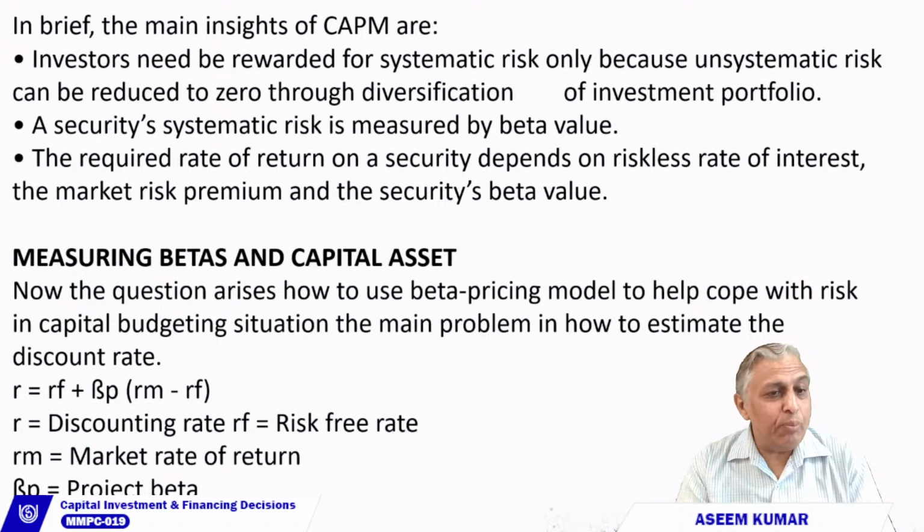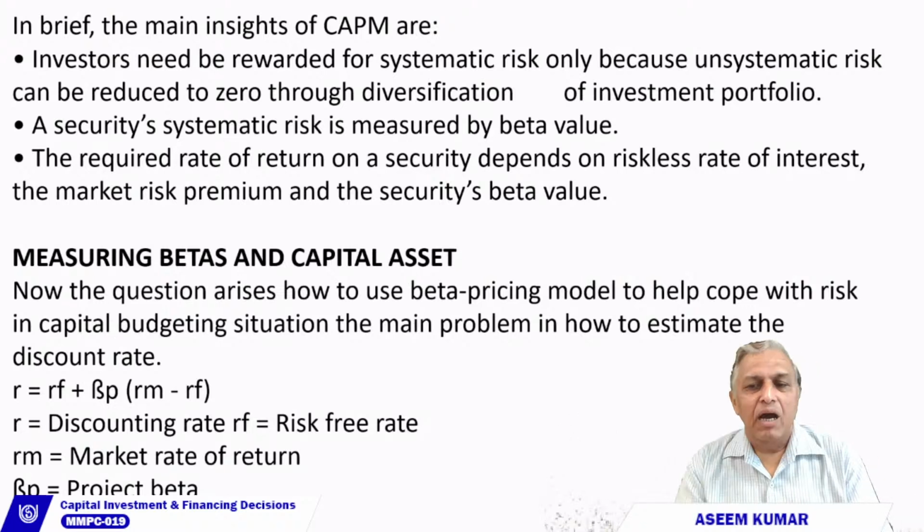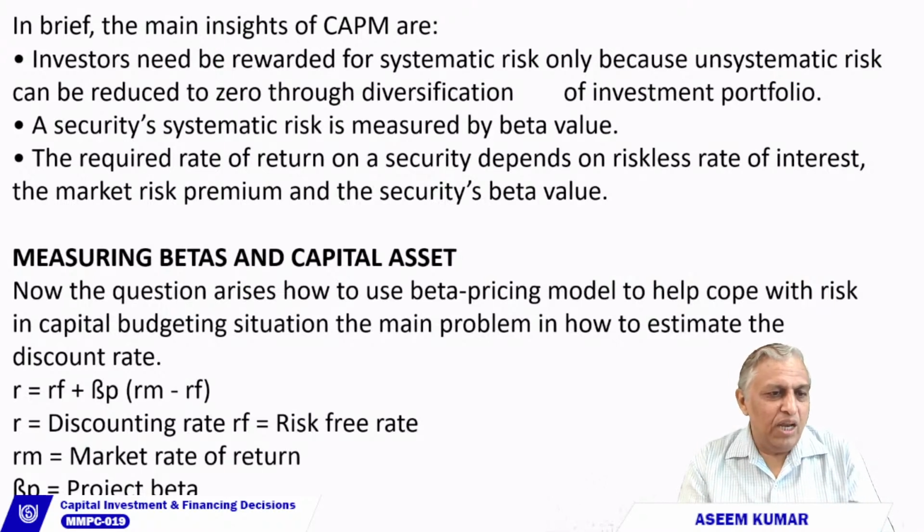So now, how to measure betas and capital assets? Now the question arises how to use the beta pricing model to help cope with risk in capital budgeting situations. The main problem is how to estimate the discount rate. The formula is R = RF + BP (RM - RF), where R is the discounting rate, RF is the risk-free rate, RM is the market rate of return, and BP is the project beta. If you put in the data, mathematically we will be able to get the discount rate for this calculation.